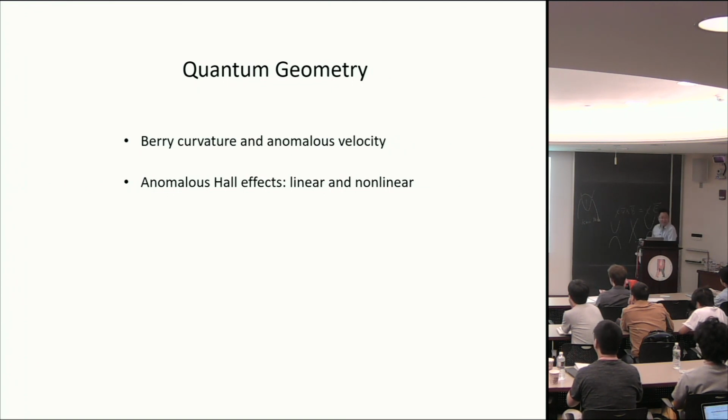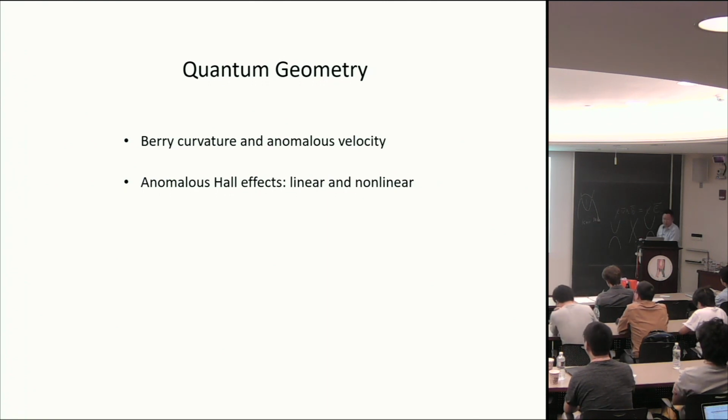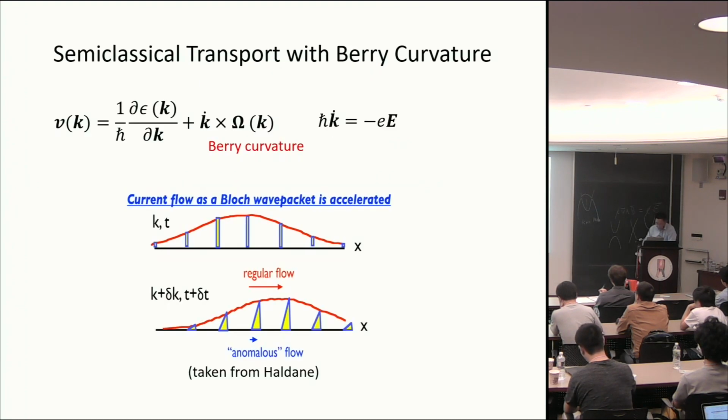Okay, so now let me move on to quantum geometry in 2D materials. I'm going to briefly discuss Berry curvature and anomalous velocity, which you heard already from Feng Wang's talk. Not only does this give rise to the anomalous Hall effect and the quantum anomalous Hall effect, but I also want to briefly mention recent works on the nonlinear Hall effect due to the Berry curvature.